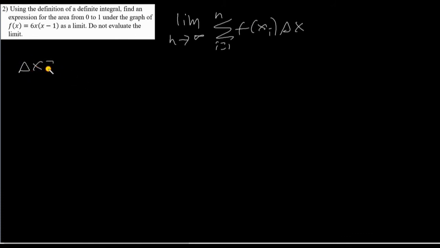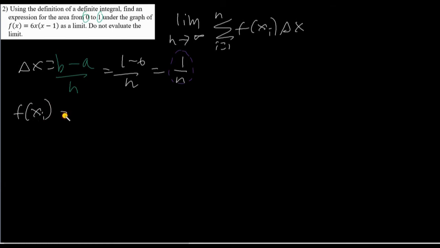Let's start with finding delta x. That's going to be b minus a over n, where b is 1 and a is 0, so this is 1 minus 0 over n, or 1 over n. That's part 1. Part 2, f of x sub i. Let's find x sub i first. x sub i is going to be a plus i delta x, where a is 0 and delta x is 1 over n, so this is just going to be i over n.